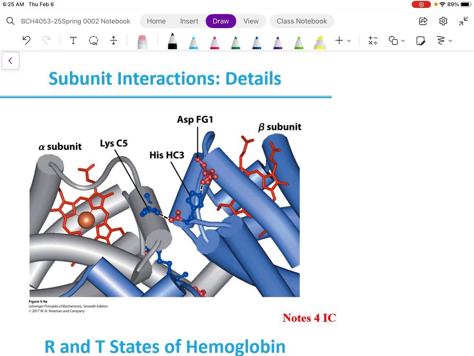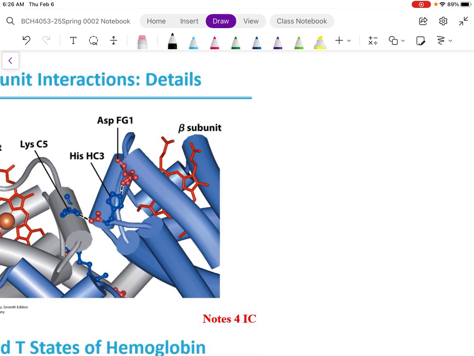Pretty crazy. And what we've learned about hemoglobin is that there's 2 major states that it can live in. It's kind of like breathing. It's going to be breathing in a T state, which stands for tense.